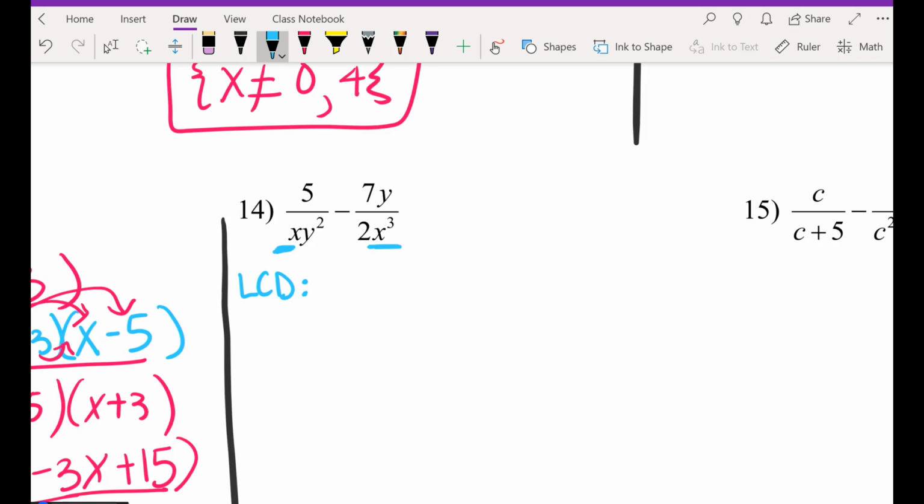So even think about this. Let me make up this question: 2 over 5 plus 11 over, let's say, 25. What is your lowest common denominator?